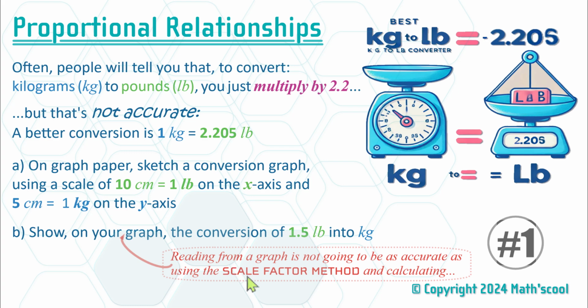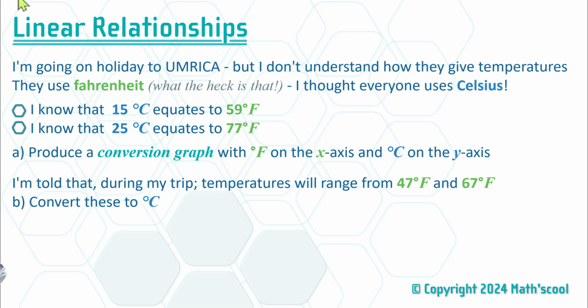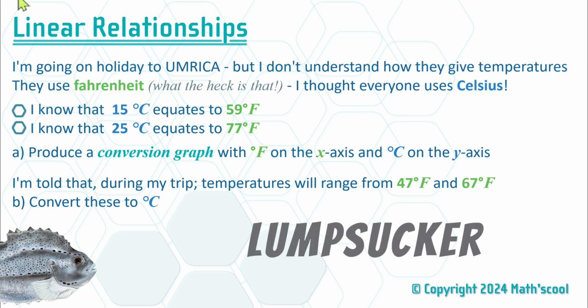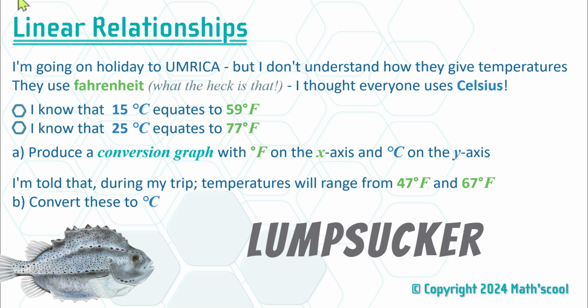Obviously, if you just use the scale factor method, you're going to calculate your answer and it's going to be more accurate. But I want to see what the reading you get is from your graph. I want to see how close you can be reading from your graph without using the calculator. Okay, so those are proportional relationships. They go through the origin, but linear relationships won't necessarily go through the origin.